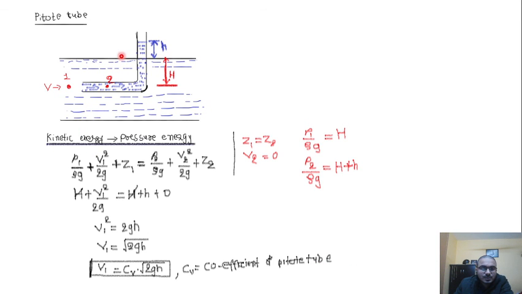The next thing we studied today is the Pitot tube. Here the fundamental is that when velocity becomes zero, kinetic energy is converted into pressure energy. So we again applied Bernoulli's equation, and finally we obtained the value of V1 is equal to Cv into square root of 2gh.